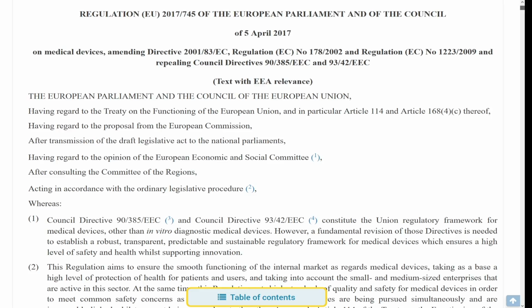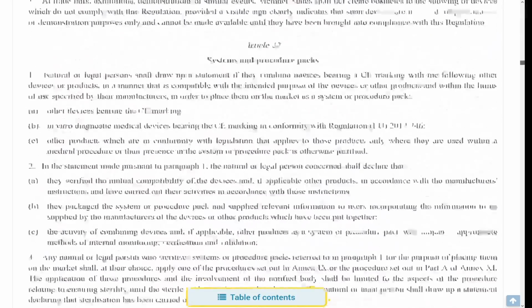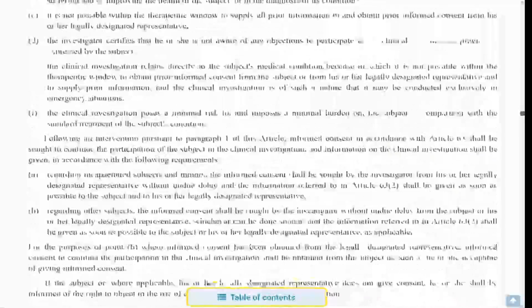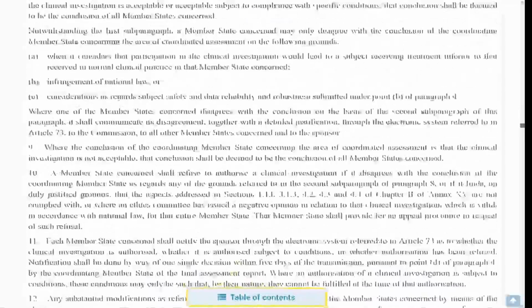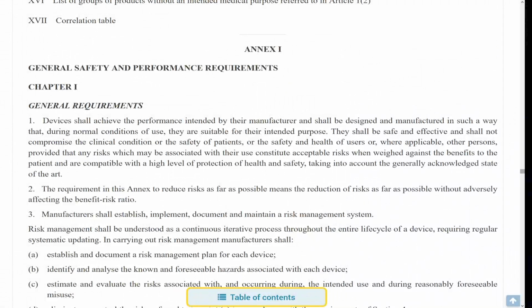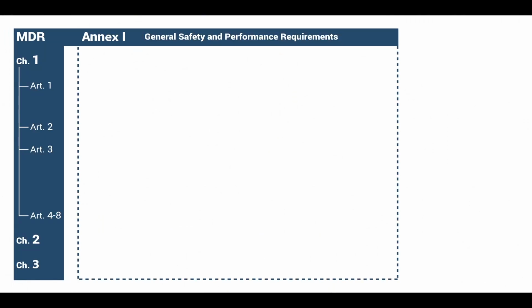The regulations on risk management basically start in the MDR's Annex 1, which is about essential safety and performance requirements. This annex sets a standard for thinking about any risk that could potentially be connected to your device and for coming up with measures to control and reduce these risks. Now, let's see what MDR Annex 1 tells us.